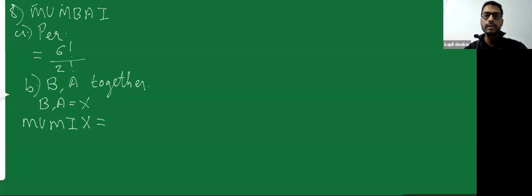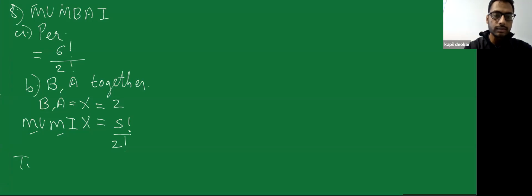And instead of writing the letters B and A, I'm going to write X. So now my new word has how many units? 1, 2, 3, 4, and 5 units. So my new word can be arranged in how many ways? 5 factorial ways. But M is repeated twice, so divide by 2 factorial. Then go to your X. You had 2 letters in it, B and A. So those can be interchanged. You can write BA or you can write AB. So that can be arranged in 2 ways, or I can say 2 factorial ways.